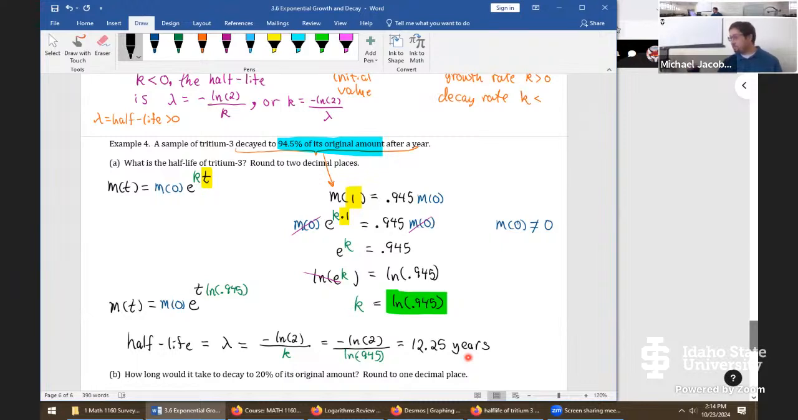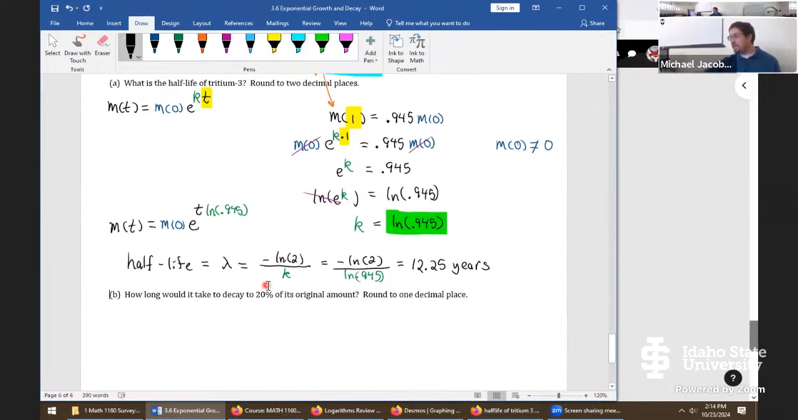Okay, we have a follow-up question. This one's going to be our last question on these notes. We're being asked, how long would it take to decay to 20% of its original amount? So we know it took 1 year for about 5.5% of it to disintegrate. So now we're updating to this question. For where the red dot is, the question is mass of T equals 0.20 when it says of its original amount. It's referring to mass at time 0, its initial amount.